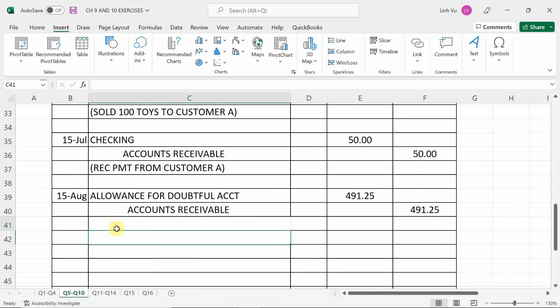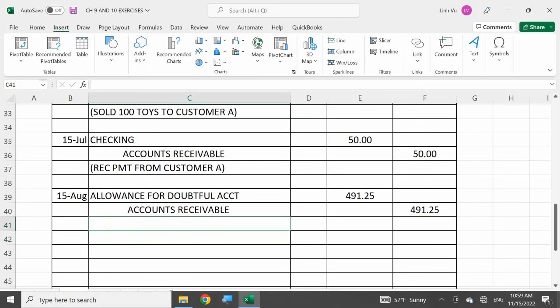And what I'm going to do here is make a note to remove customer A's accounts receivable balance. Okay? We're going to temporarily freeze her account. And she owes currently $491.25. So yes, this includes tax.